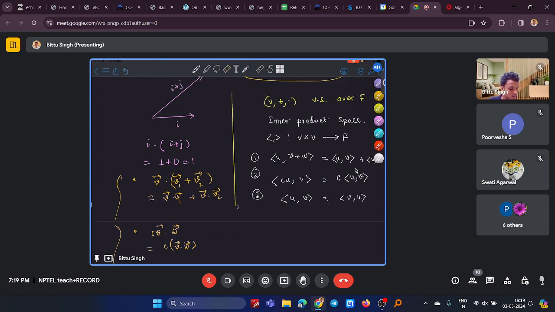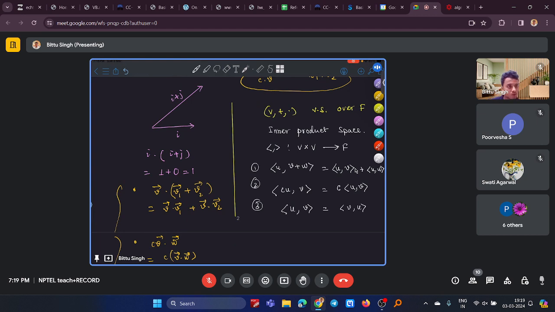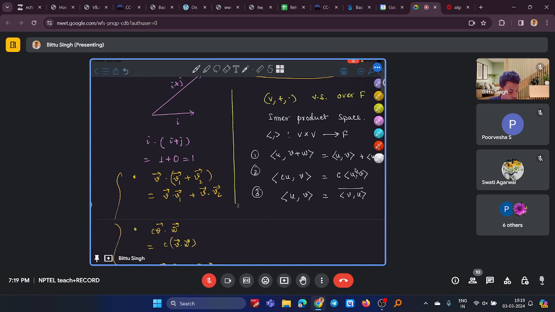But this is for the real field. If we are not considering the real field, for example, we can consider the complex field also. For this case, we'll take conjugation. For the real field, conjugation does not affect anything, but for a complex number, a plus ib, it will be reversed, that is a minus ib. And another property it should satisfy is that u times u, inner product of the same vector, will always be non-negative. It will be greater than or equal to zero. And u times u is zero if and only if u equals zero. So those are the properties.